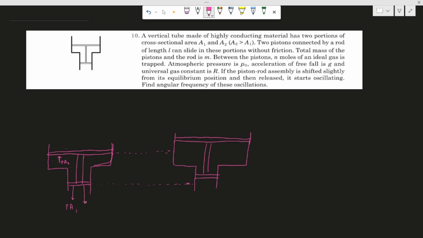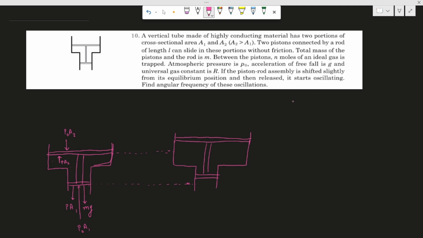Simultaneously, a force mg will be acting on the assembly of two pistons, and because atmospheric pressure exists, atmospheric pressure will apply a force on this piston assembly, P naught into A2 in the downward direction, and on this piston in upward direction, P naught into A1. So these are the initial forces that will be applied on our system.